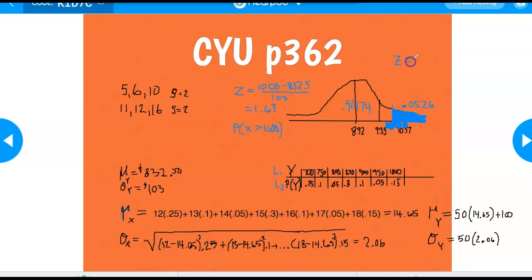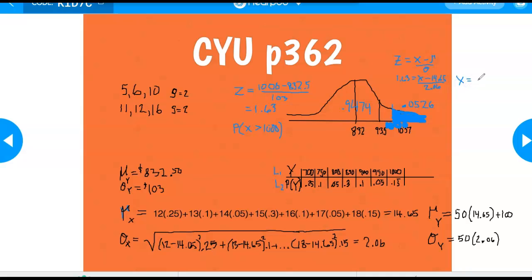z equals x minus the mean divided by standard deviation. So we use the mean number of units, so 1.63. We're trying to figure out how many units that is. The mean is 14.65 in units. So it's just working backwards in the z formula, 2.06. And we call it the x formula.